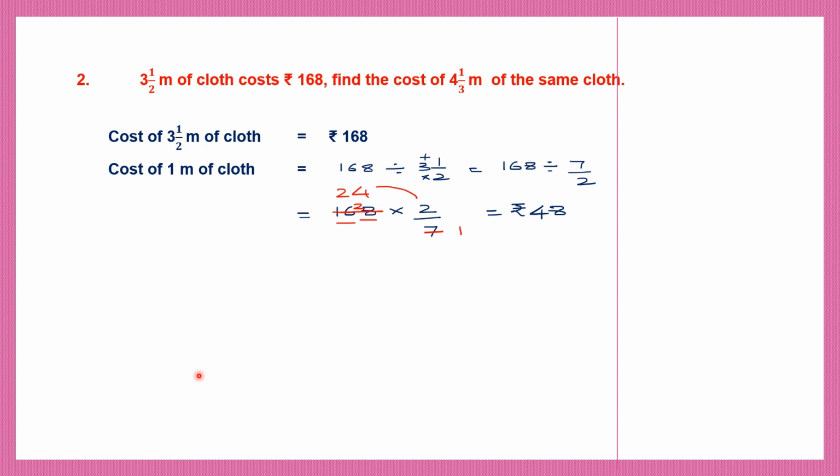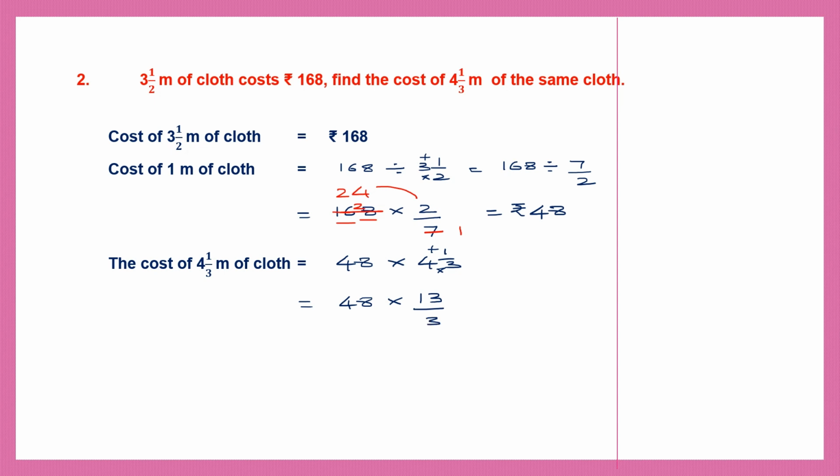So now that we have found the cost of 1 meter to be 48, we can find the cost of 4 1/3 meters of cloth. So cost of 4 1/3 meters of cloth. 1 meter is 48 rupees. This is 4 meters, so more than 1 meter, isn't it? So we have to multiply. Multiply 48 into 4 1/3. So 48 into 4 1/3. So that becomes 48 into, let's convert, 3 fours are 12 plus 1, 13.